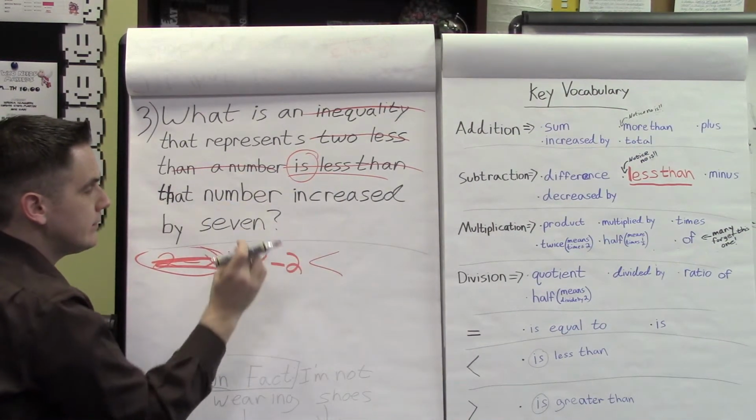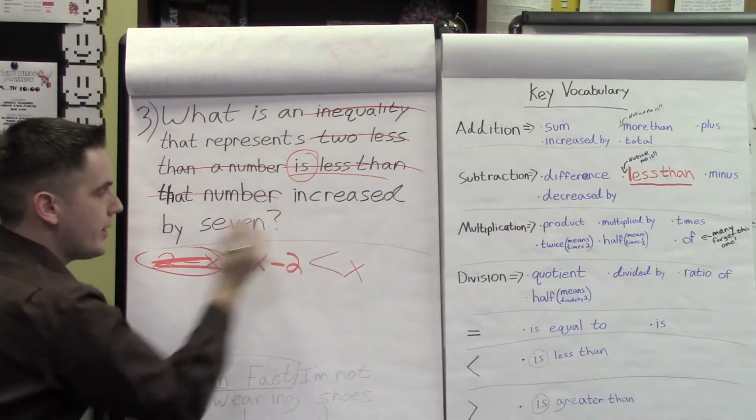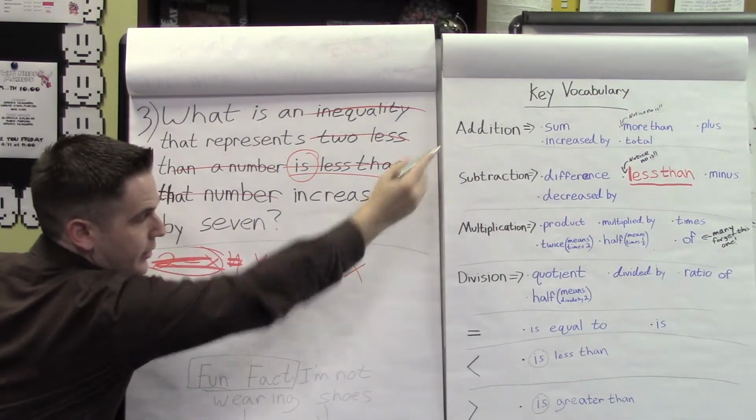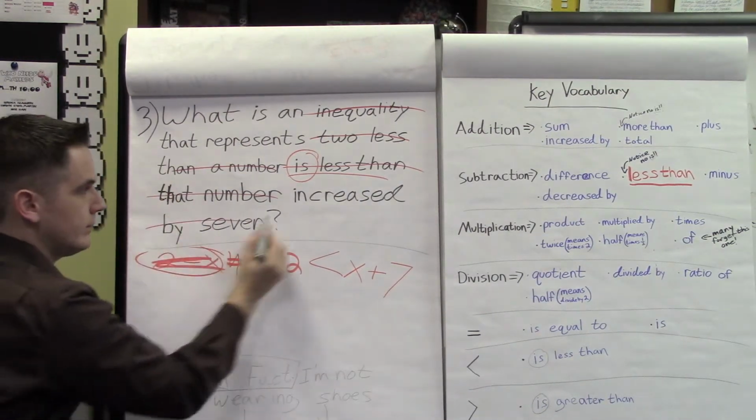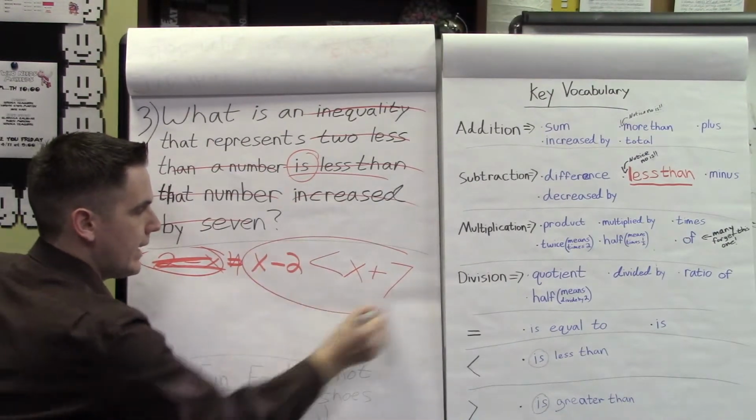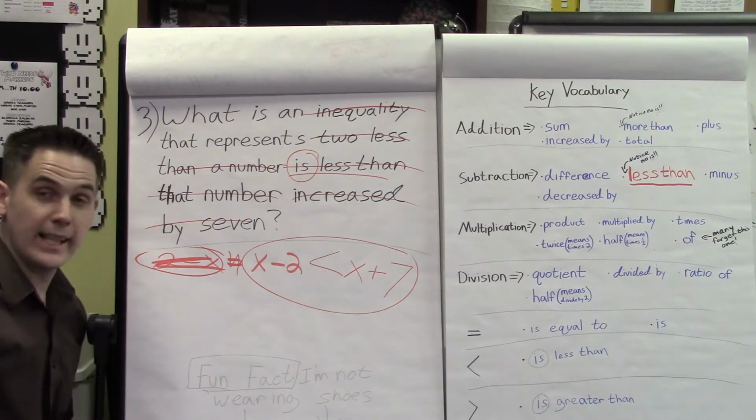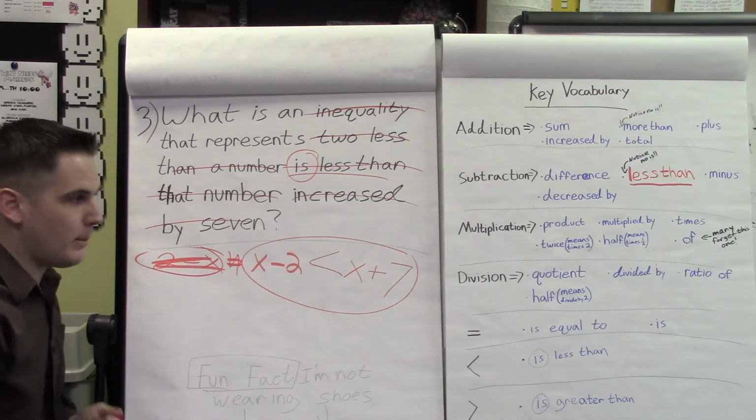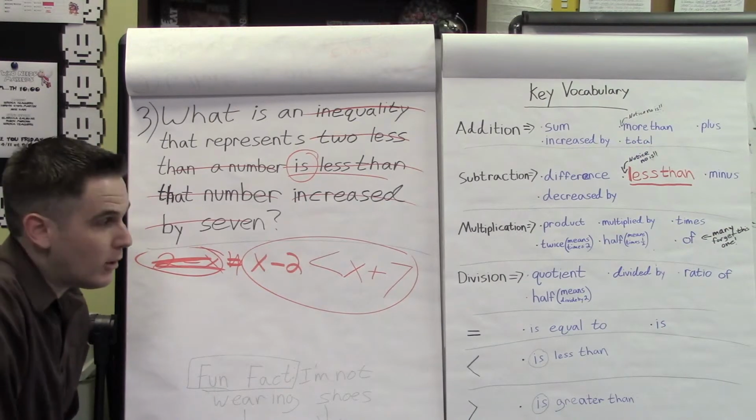That number, okay, that's x because we don't know what number is. Increased by, increased is addition, 7. That's your answer. X minus 2 less than x plus 7. And that's it. There's other examples, other words we didn't go into. You can ask for help as you go along, but really that's it.